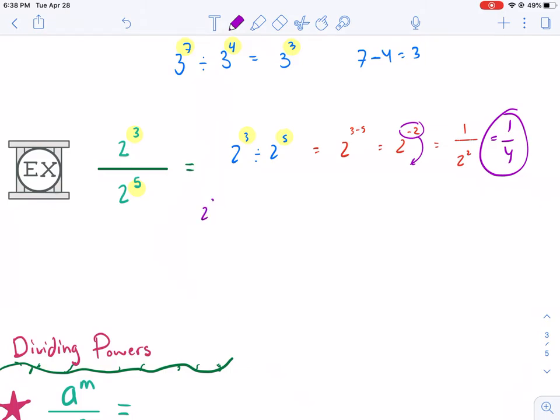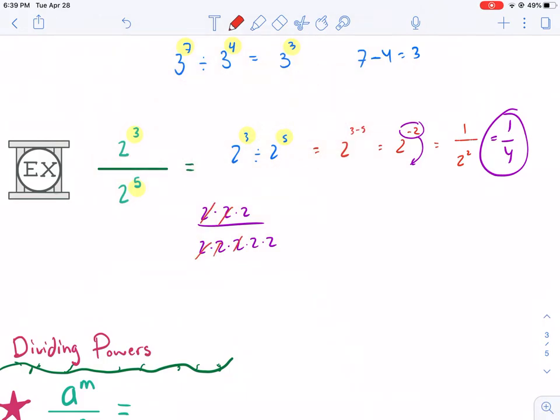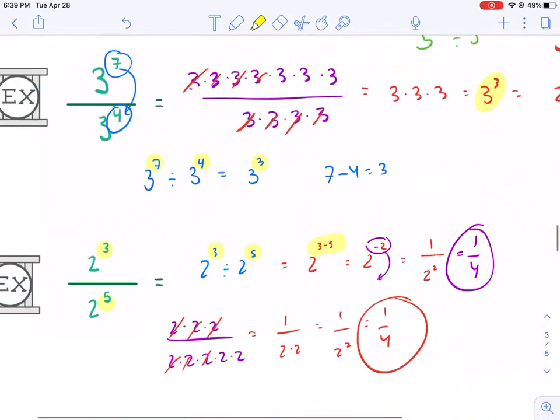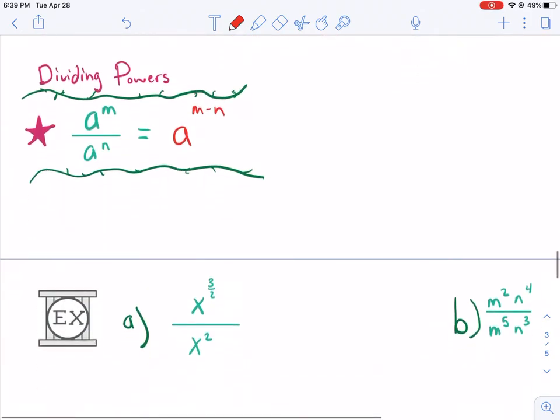Well, we could also do it this way. 2 times 2 times 2 in the top, divided by 2 times 2 times 2 times 2 times 2 in the bottom. We cancel out 3 of the 2's in the top with 3 in the bottom, and we're left with 2 times 2 in the bottom. 1 over 2 squared, 1 over 4. So we get the same thing. So that's why we can subtract exponents. This is going to be critical. We can subtract exponents when we divide, okay? So dividing powers, a to the m divided by a to the n, we get a to the m minus n. And that's our first key point.